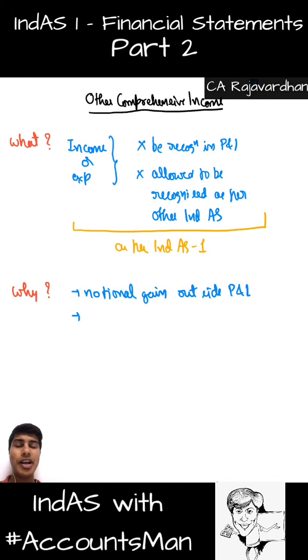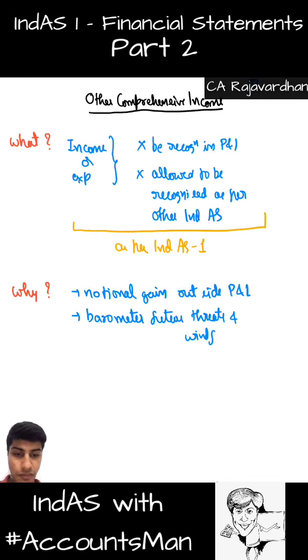But we still record it. Why do we record it? It is, this is a barometer. It's a barometer, basically an instrument which will help us understand the future pitfalls, future fallbacks, or future windfalls. It's an instrument which will tell us about the future threats and windfalls. Yeah. So why? It's a notional gain outside P&L account, and it's a barometer to measure the future threats and windfalls that will happen because of the notional items that are going to be there.